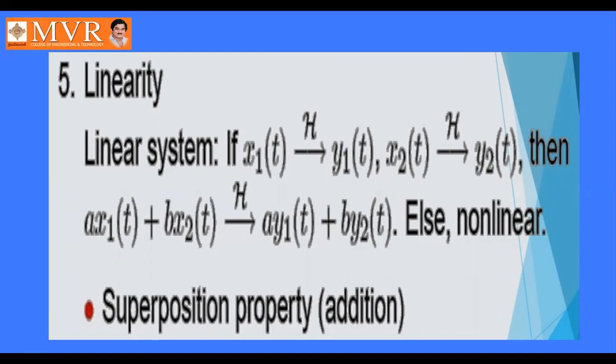If x1 of t is the input of the linear system H, y1 of t is its output. Similarly, x2 of t is the input of the linear system H and y2 of t is its output. Then a weighted sum, a into x1 of t plus b into x2 of t, is the input of the linear system H, and its output is a into y1 of t plus b into y2 of t. If it does not satisfy this condition, then it is a non-linear system. It means that it has to satisfy the superposition and homogeneity property.